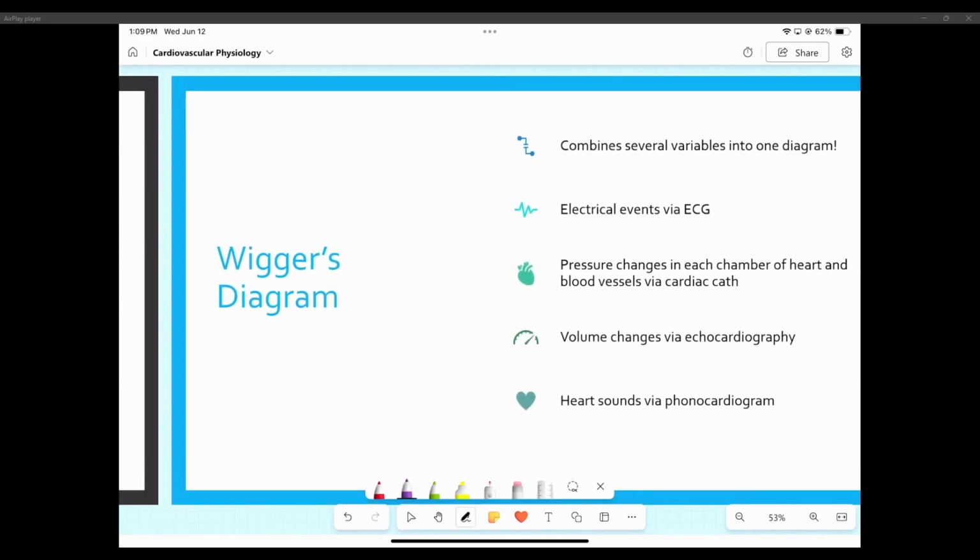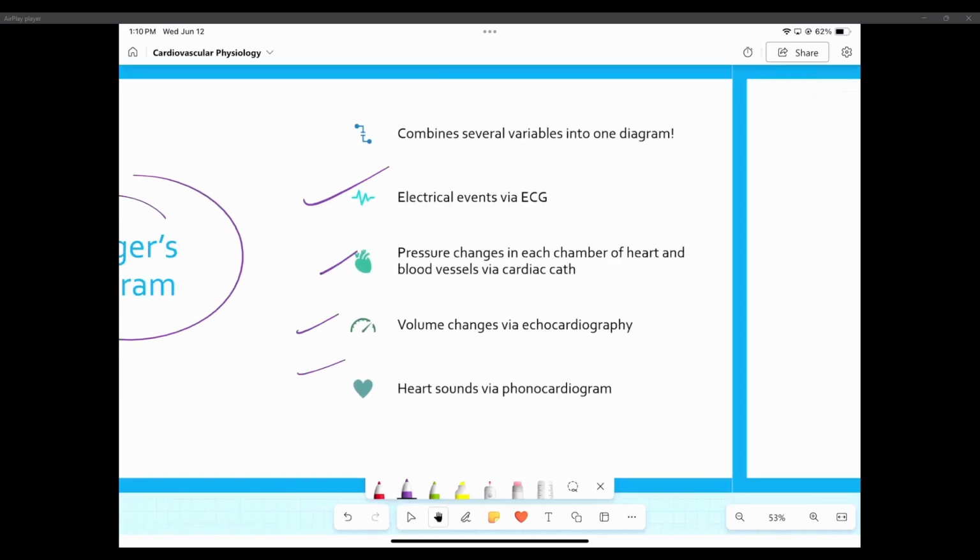Okay, in this diagram called the Wiggers diagram. Very, very important diagram. Study the diagram the most. If you can understand the diagram going left to right and up to down, very, very good, solid background. So, what is the Wiggers diagram? It combines a bunch of different values. We get EKG events showing up on here. Pressure changes in the ventricles and the aorta. Volume changes via echocardiography. And obviously you get your heart sounds, and the whole thing is put on it.